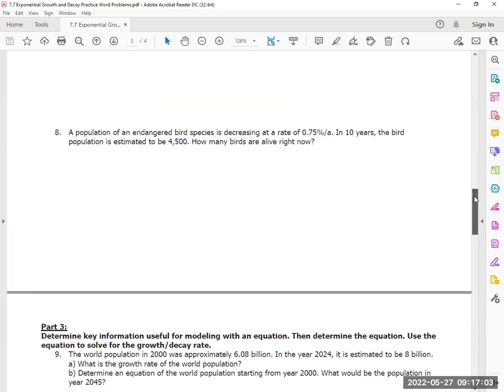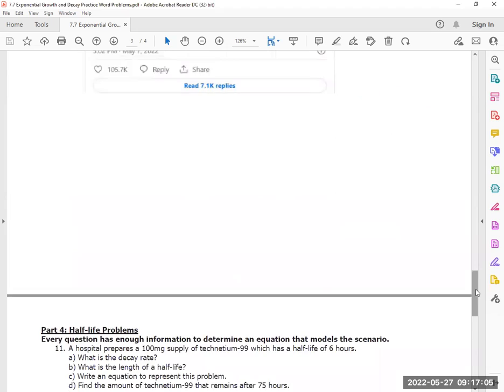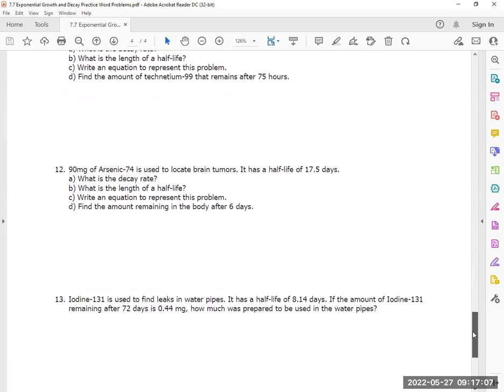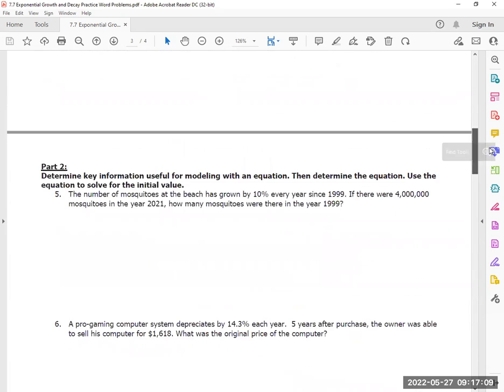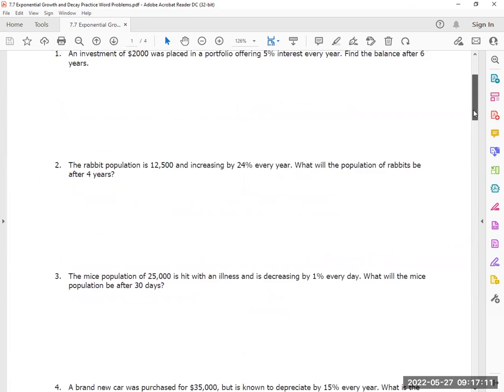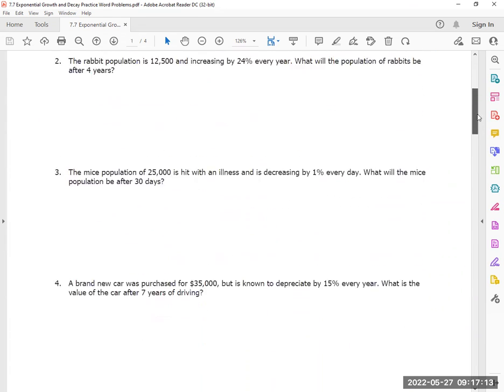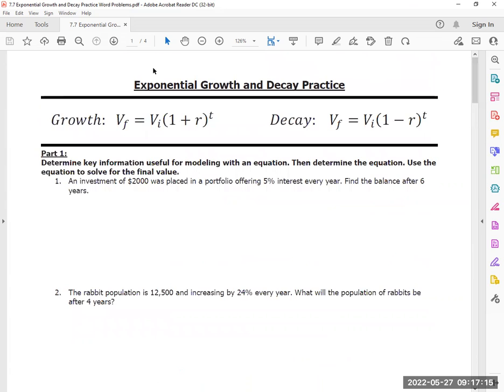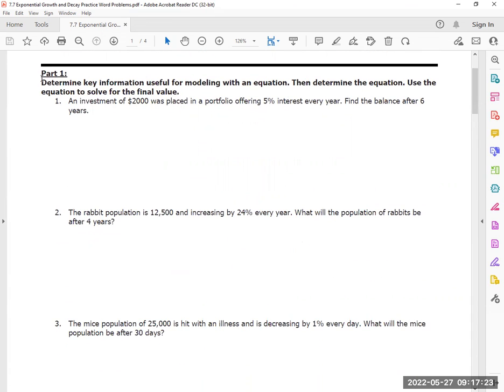Let's talk about these examples. If you're able to complete this, and the last page is all about half-life, I hope that will train you. We'll do one question minimum from each of these sections in hopes that you'll be able to prepare yourself for our quest. If you have this in front of you, all you need is a calculator and a pencil. Part 1, determine key information useful for creating an equation, and then write me the equation.